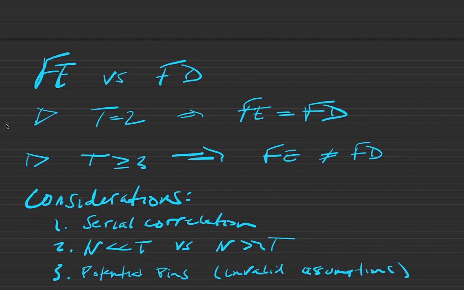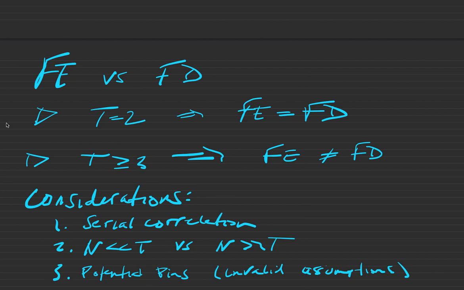In this video, let's discuss some of the considerations in deciding whether to use fixed effects or first difference. If you have just two time periods in your data set, then fixed effects and first difference are going to be equivalent, where we include a year dummy for the second period. However, if the number of time periods in our data set is greater than or equal to 3, then fixed effects and first difference are not necessarily the same.